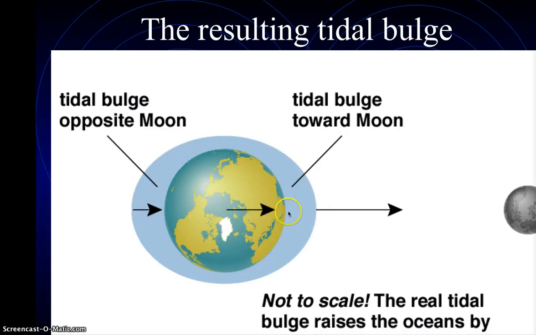What happens is then the side closest to the Moon bulges out because the force is stronger, and then the side opposite the Moon bulges out because actually the force is weaker. As the Earth rotates underneath these tidal bulges, locations on the Earth experience high tides as they pass under one bulge, low tides as they pass under these more shallow areas. That's how the tides actually occur.